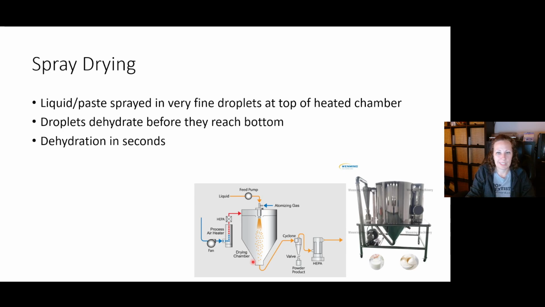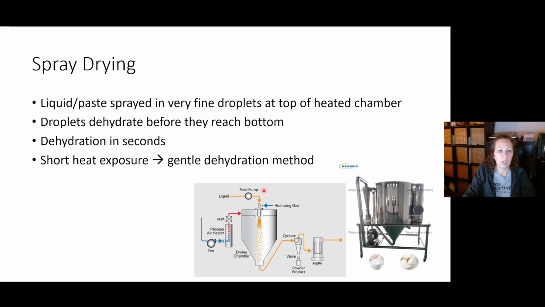And so this happens in seconds. You can imagine it takes literally seconds for the droplets to go from the top of this chamber to the bottom. So the advantage of this is that the amount of actual heat exposure is quite low, right? It's seconds, and so even if it's very, very warm, it's just seconds that it has been exposed to that high heat. And so it's considered a very gentle dehydration method that does not damage the food that is being sprayed. So it's most commonly used for milk.